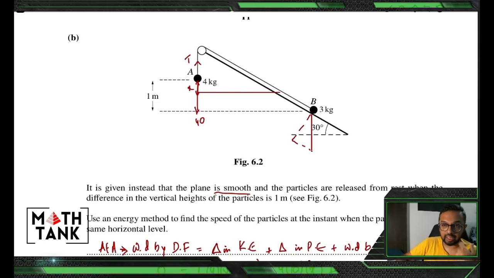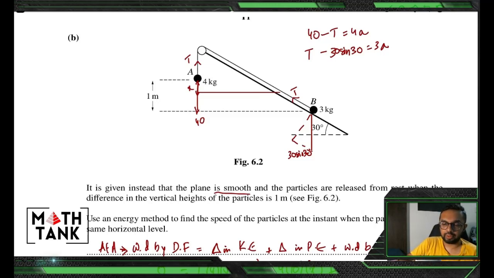So at A, it's moving down, so 40 minus T equals 4a, and then T minus again 30 sine 30, like in the previous part. There's no friction, so that makes the question slightly easier. Equals 3a, so I get 40 minus 30 sine 30.